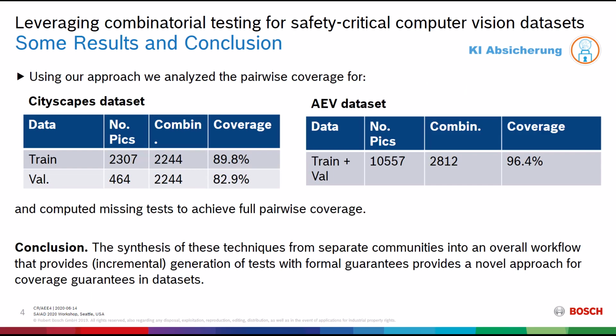Some results in conclusion. Using our approach, we have analyzed the pairwise coverage for the Cityscapes and AEV datasets. Furthermore, we have computed missing combinations in these tests and showed how to update the test sets to achieve full pairwise coverage. The synthesis of these techniques from separate communities into an overall workflow that provides incremental generation of tests with formal guarantees provides a novel approach for coverage guarantees in datasets.